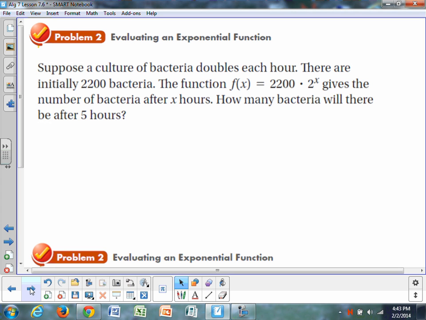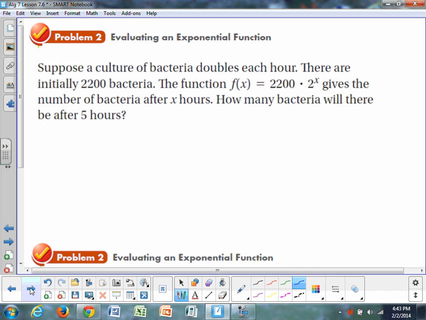All right, evaluating exponential functions. Suppose a culture of bacteria doubles each hour. There are initially 2,200 bacteria. The function f of x equals 2,200 times 2 to the x gives the number of bacteria after x hours. How many bacteria will there be after 5 hours?